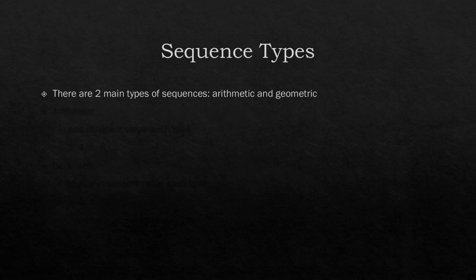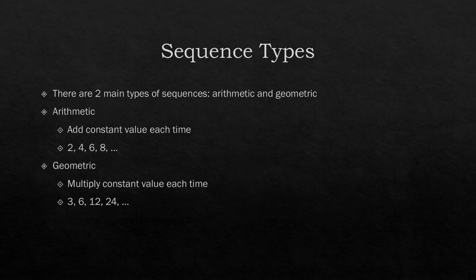There are two main types of sequences, arithmetic and geometric. Arithmetic sequences are those that add a number each time, like the sequence we used before. Geometric sequences instead multiply by a constant value each time. Looking at these sequences, which seems to be growing faster? Why is that?